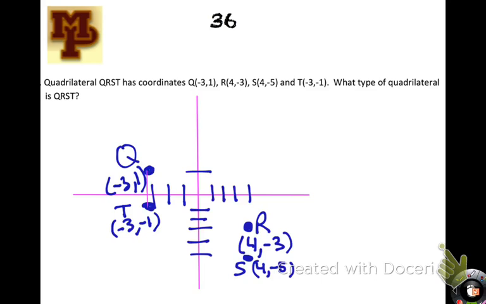Okay, so let's kind of draw that. Okay, so it looks like a parallelogram. So to ensure that, we would have to calculate some slopes. So let's figure out the slopes here. So we're calculating all kinds of slopes.